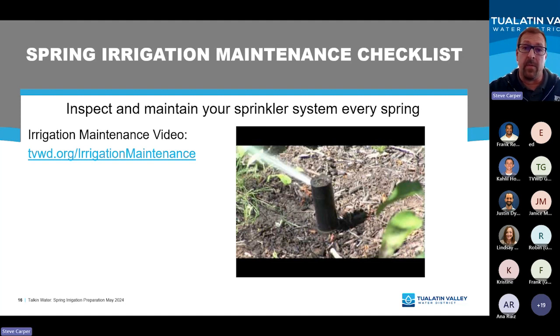All right, and I'll just reinforce that the Regional Water Providers Consortium website is a really great resource, not only for irrigation tips and tools and instructional videos like that, but indoor efficiency as well. So keep that in mind and use that as a resource.